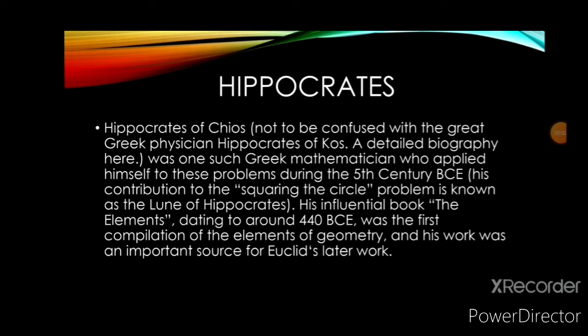The next is Hippocrates. Hippocrates of Chios was one such Greek mathematician who applied himself to these problems during the 5th century BCE. His contribution to the squaring the circle problem is known as the Lune of Hippocrates. His influential book, The Elements, dating around 440 BCE, was the first compilation of the elements of geometry, and his work was an important source of Euclid's later work.